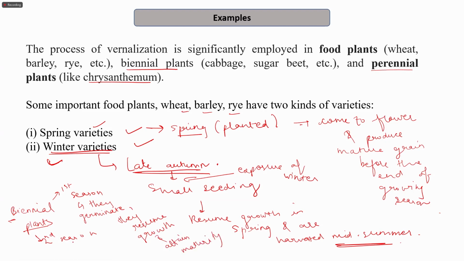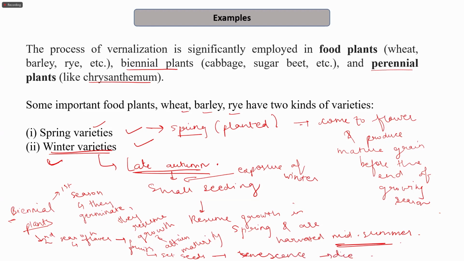In the second season, they flower. The flower then forms the fruit, which then sets seeds. Because fruits are formed, fruits will form the seeds, and the plant undergoes senescence, that is the period of aging, and the plant ultimately dies. So these are the two seasons.